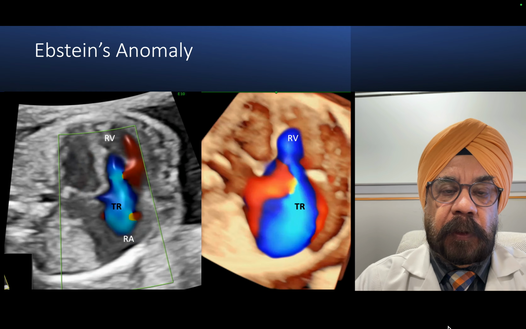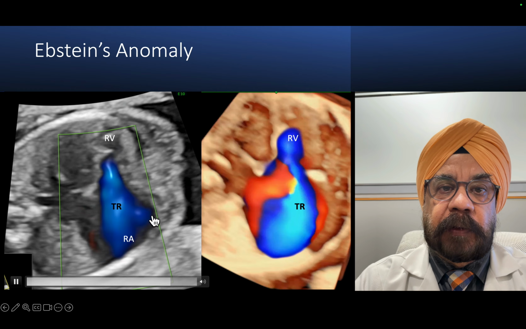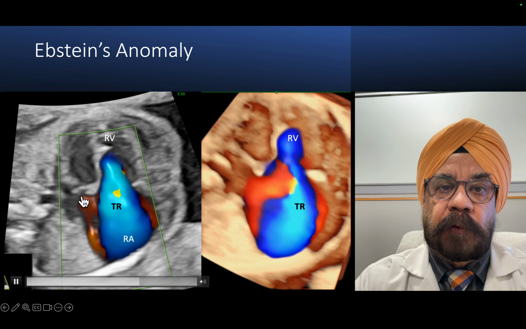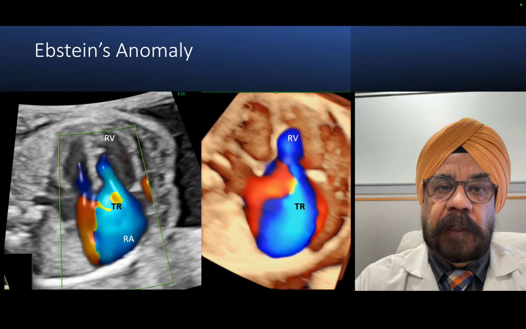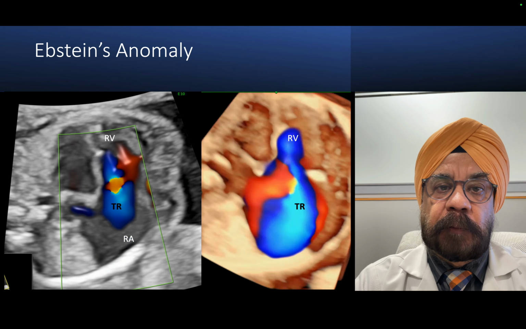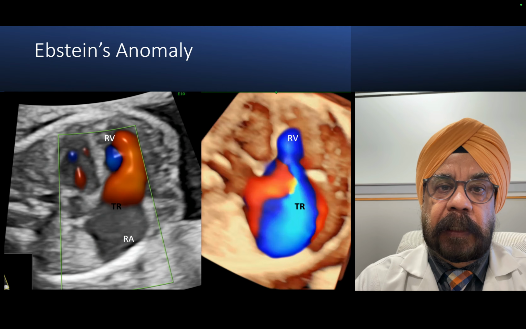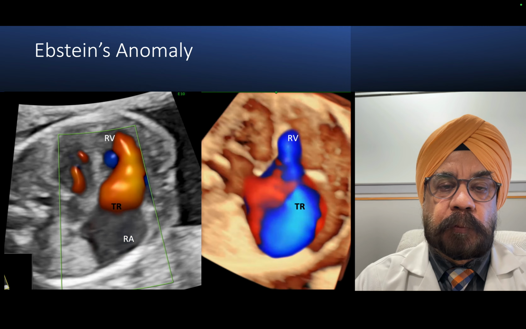Now, you see, this is a typical case of Ebstein's anomaly where you see a TR jet coming right close to the apex. This is away from the insertion of the mitral valve. There is a large right atrium, large tricuspid regurgitation, cardiomegaly, and the same thing you see on a three-dimensional fancy view.